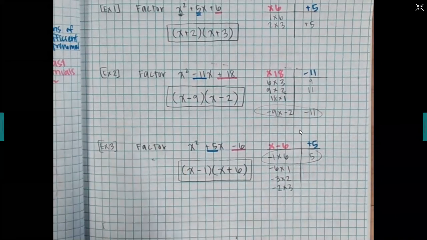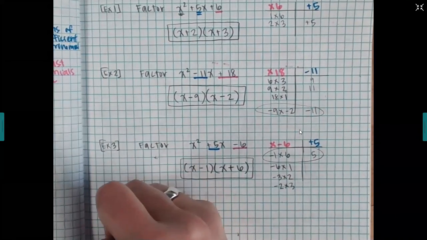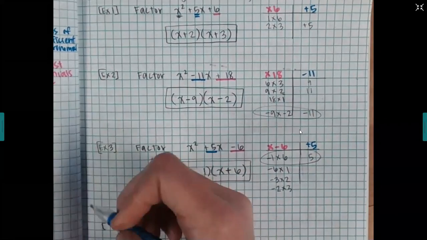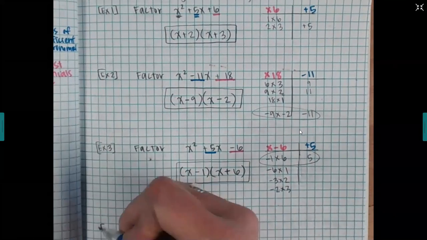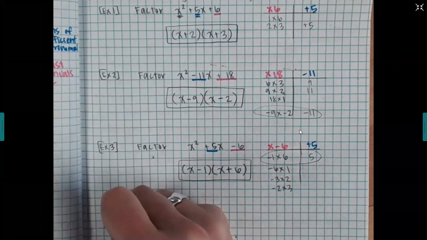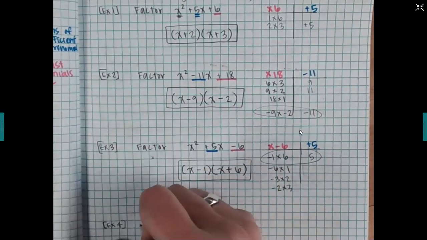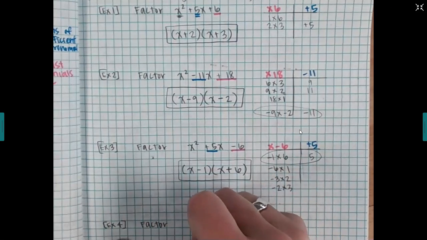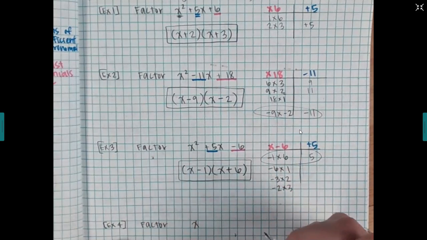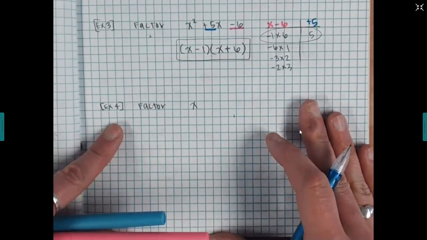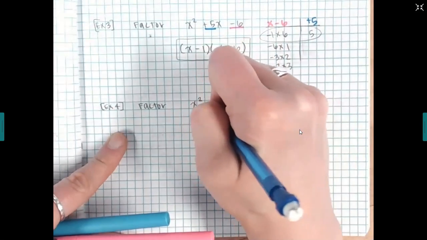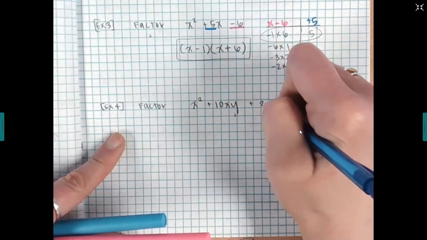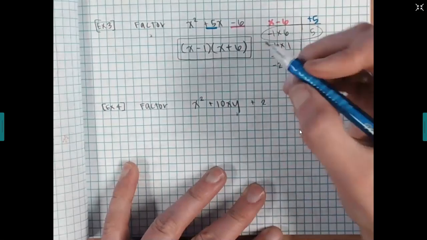Now, the last example is, what if both my b and my c are negative? Okay, so I'm going to factor. Oh, and I'm going to throw a double variable in there. Oh, no, I'm not going to show you a double negative. I'm going to show you one that has two variables. So x squared plus 10xy plus 24y squared.